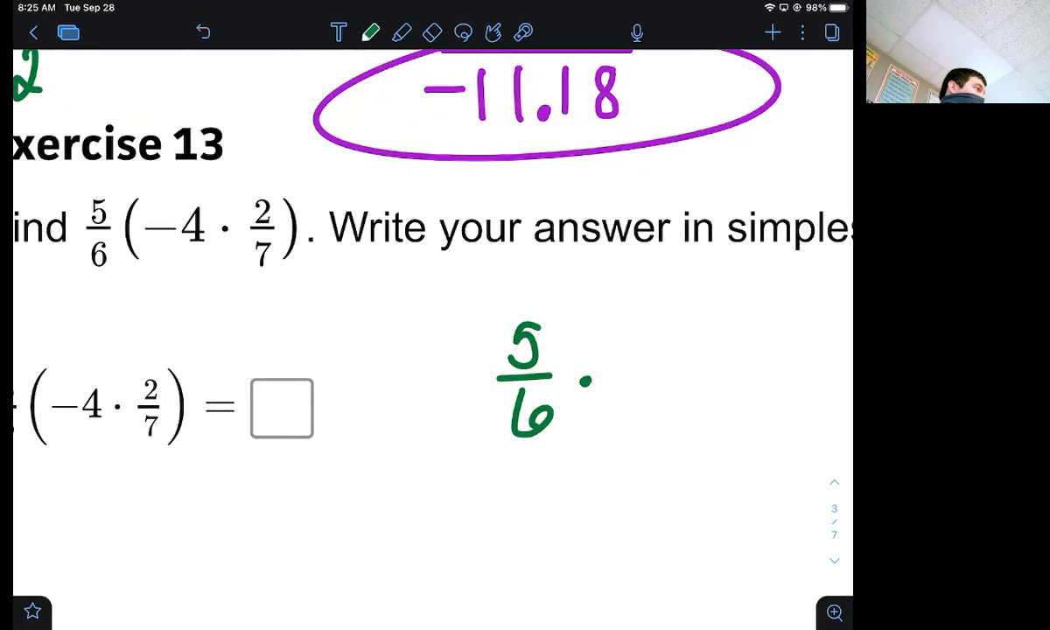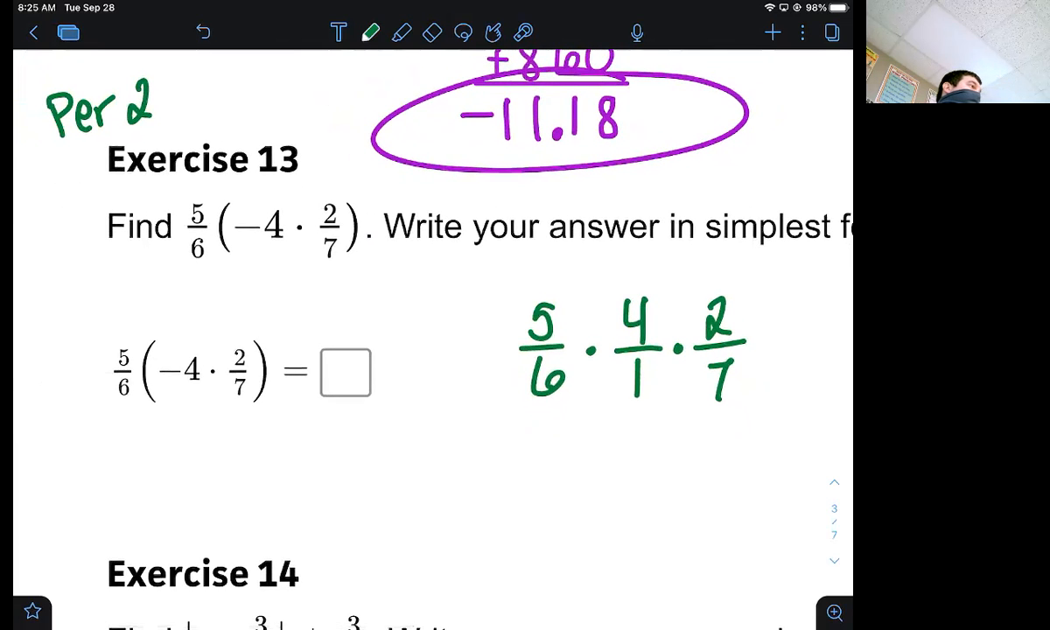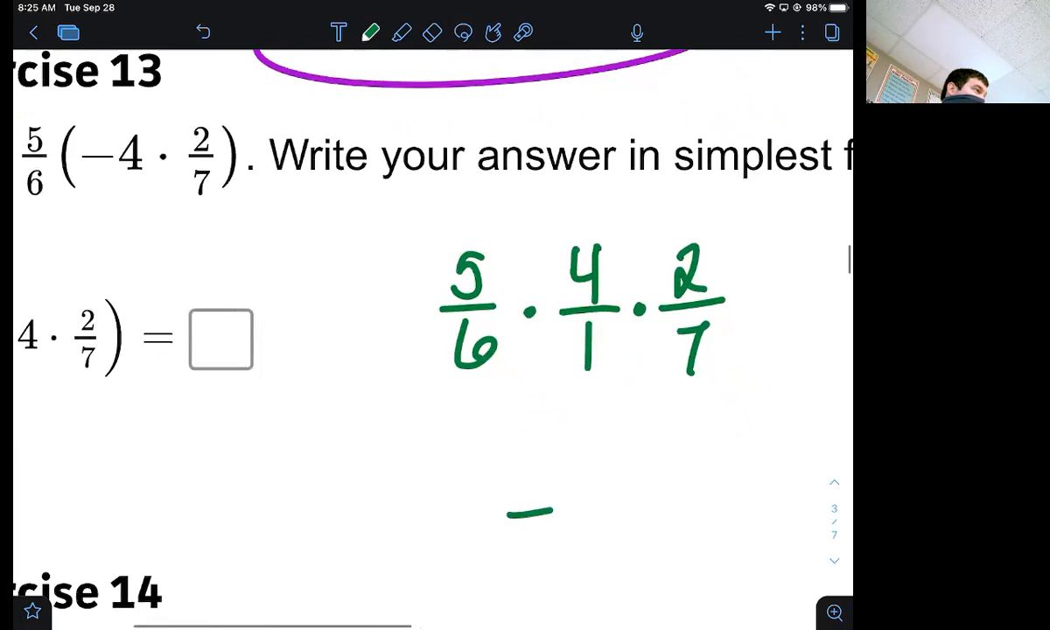Times, how do I turn 4 into a fraction? 4/1 times 2/7. Now, how many negative numbers are there? 1. Any negative for that one negative to pair up with? No, so the answer is going to be negative. I can check that right away before I even do anything else. Does anything cancel before I start multiplying?